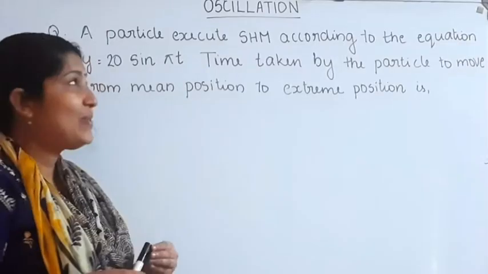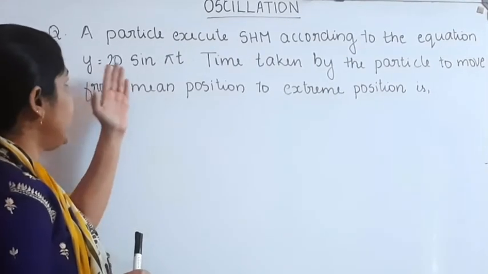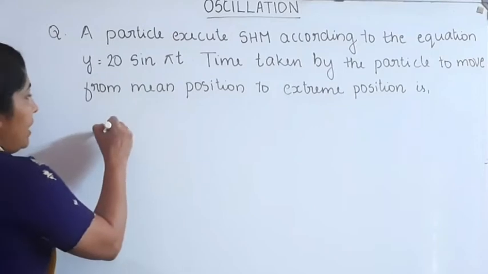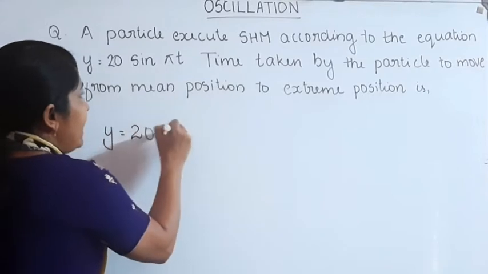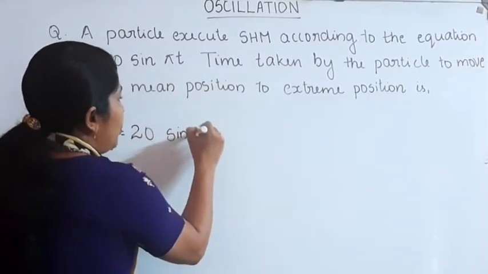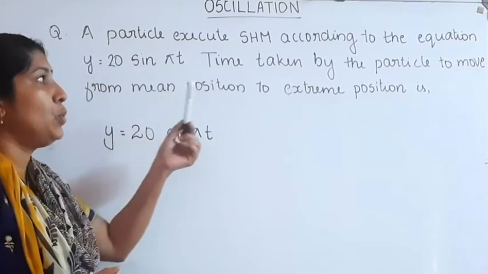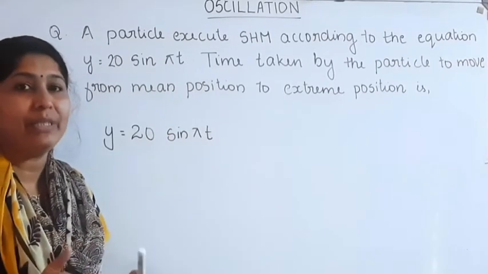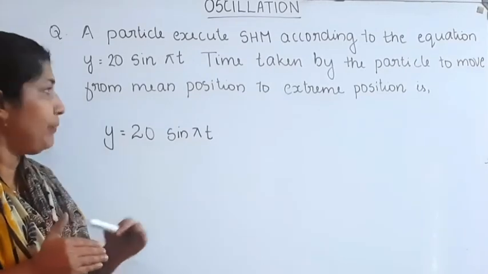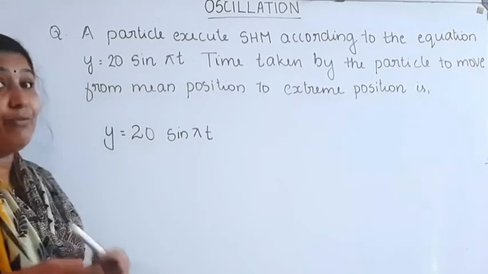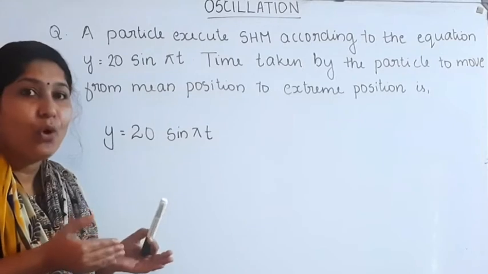Next question. A particle executes simple harmonic motion according to the equation y is equal to 20 sine pi t. The equation for the displacement of simple harmonic motion is given as 20 sine pi into t. The time taken by the particle to move from mean position to extreme position is. We want to find out the time taken by the particle to move from mean position to extreme position. From this equation we can find out the time period, which is obtained from the value of omega.